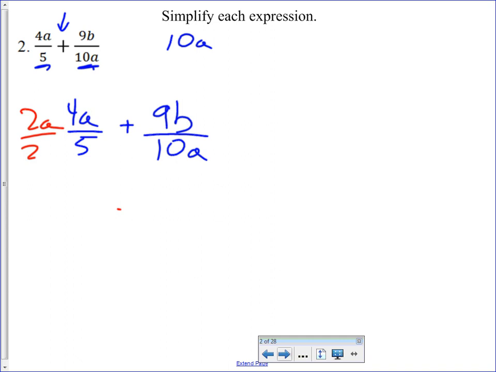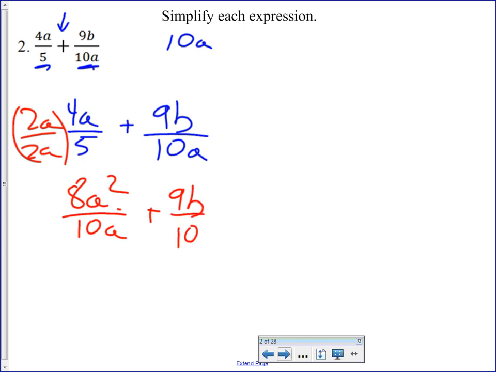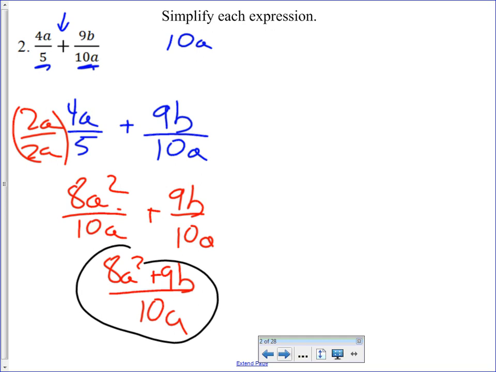2a. There we go. That'll give me 8a squared over 10a plus 9b over 10a, or 8a squared plus 9b over 10a. And there's our final answer.